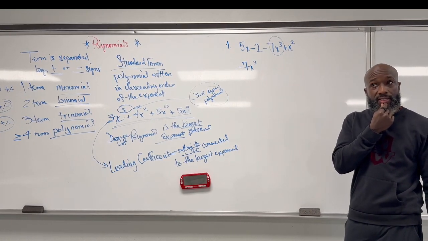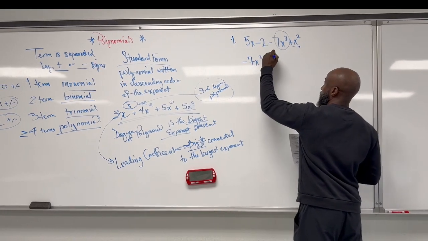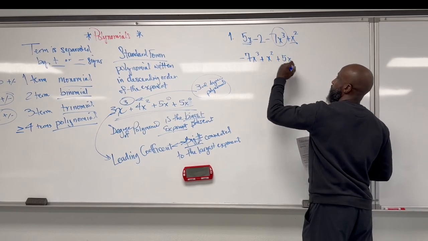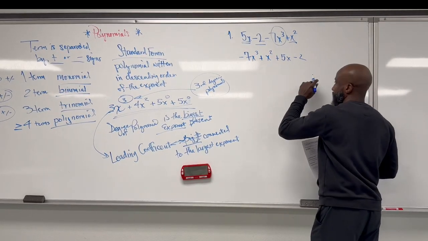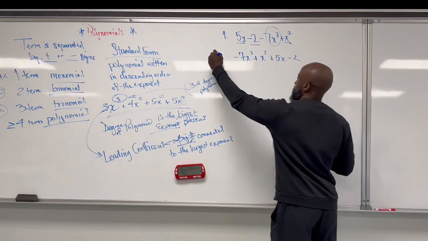Is there an x squared term? Yes or no? Yes. All right. Plus x squared. Here's an x term. Plus 5x minus 2. So this is standard form. All right, this is standard form.